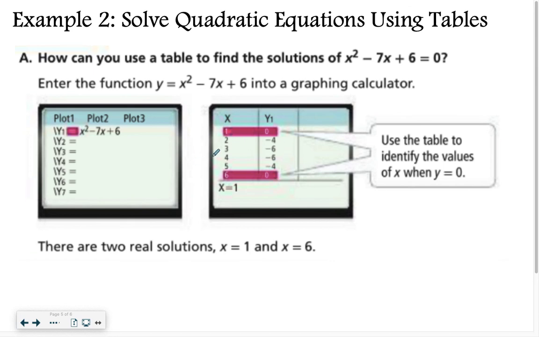So you get to look at just tables, okay? So the way to tell if you have a solution from a table is you're looking for what x values give you a 0 for a y value. Any x values that give you a 0 for a y value are considered real solutions. So in this problem, you can see we have 2 zeros, so that means that I have 2 solutions. I have a solution when x equals 1, and I have a solution when x equals 6. Okay? So that's the other way that I want you to be able to tell me what solutions are. I want you to be able to identify from a table what solutions are.